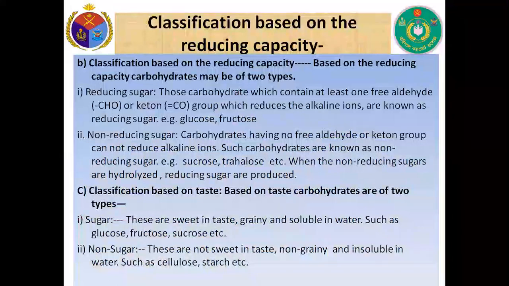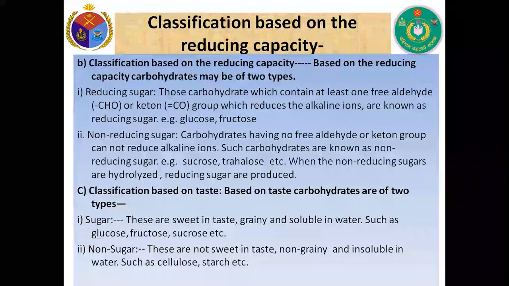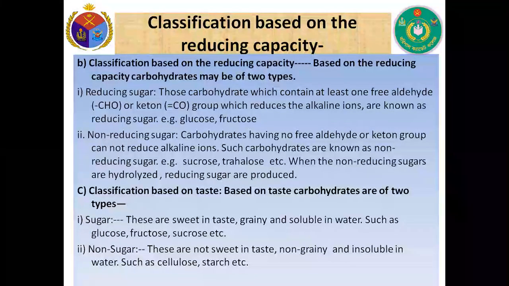Now, classification based on reducing capacity. Based on reducing capacity, carbohydrates may be of two types: reducing sugar and non-reducing sugar. Those carbohydrates which contain at least one free aldehyde or ketone group that can reduce alkaline ions are known as reducing sugars. Glucose and fructose are the main examples of reducing sugar.